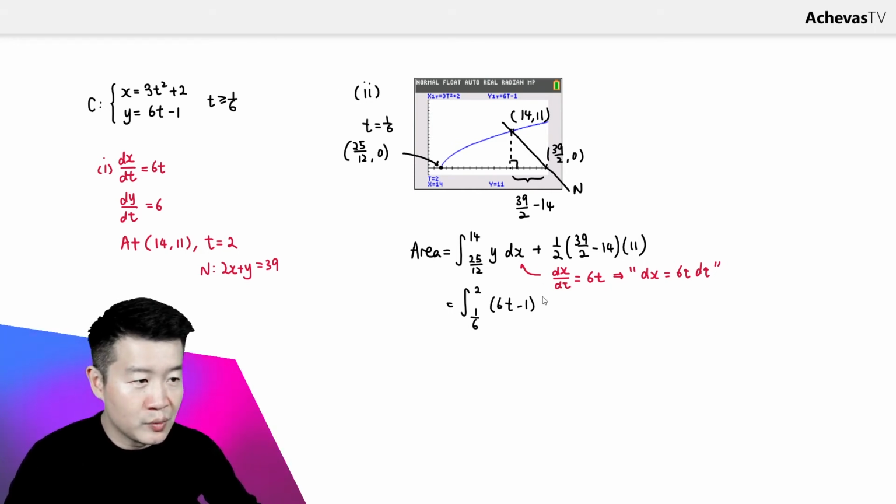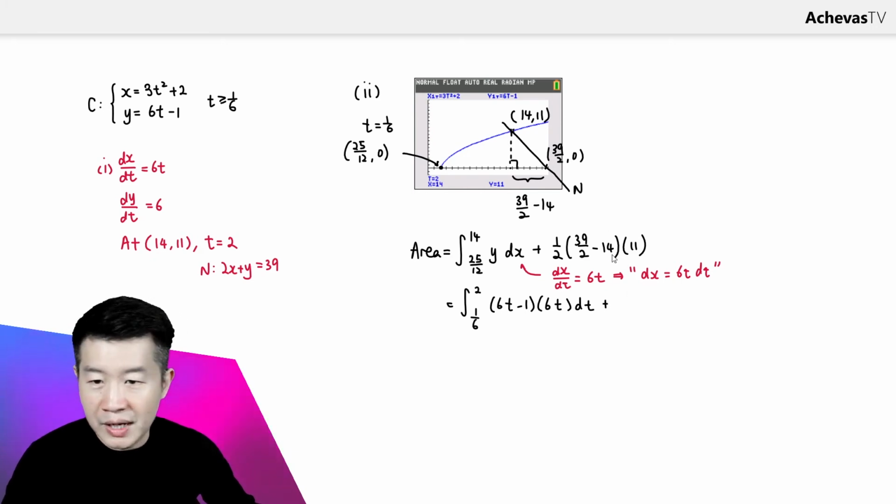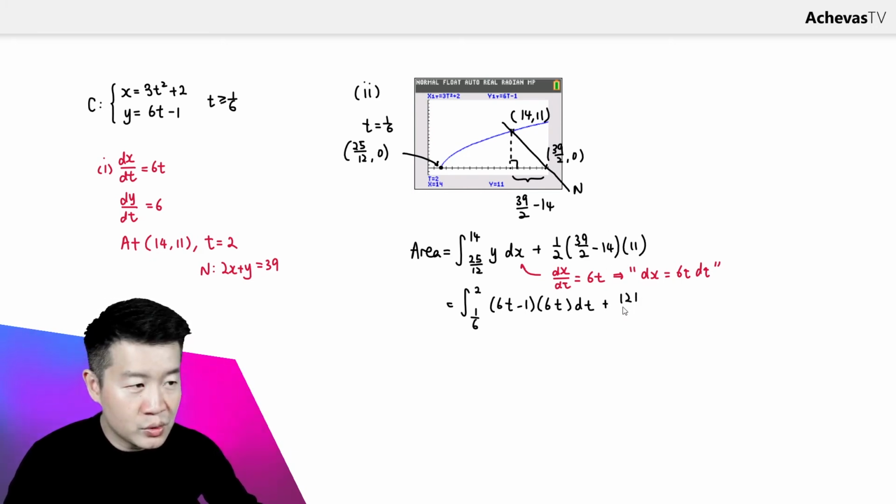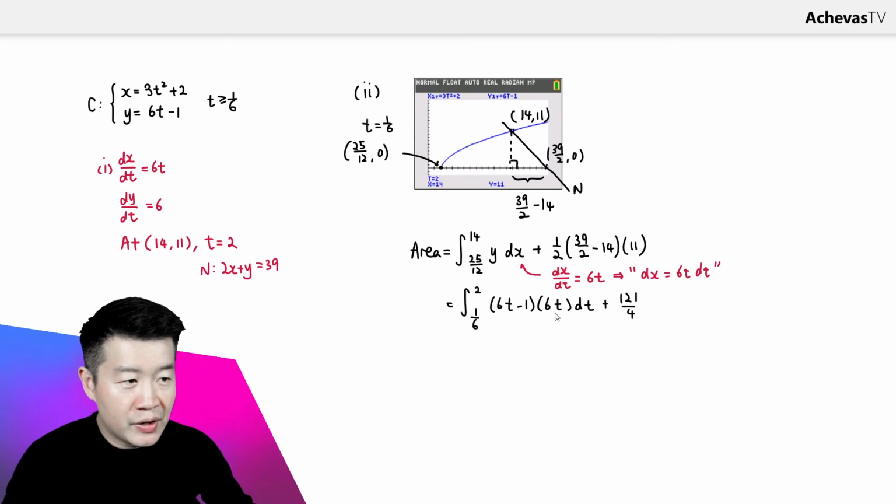So this, I'm going to replace it by 6t dt. Then plus this is equal to 121 over 4. And if I were to press this entire integral into the calculator, I will be getting 3025 over 36.